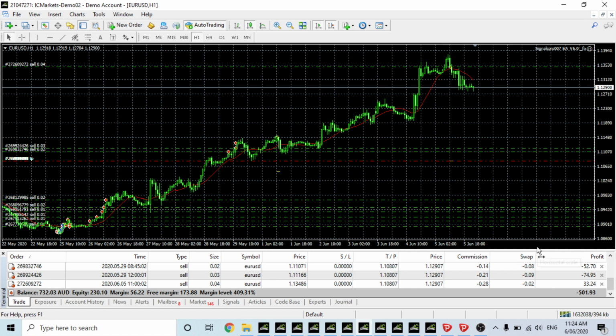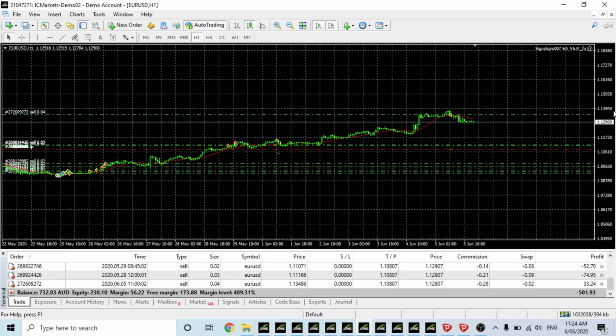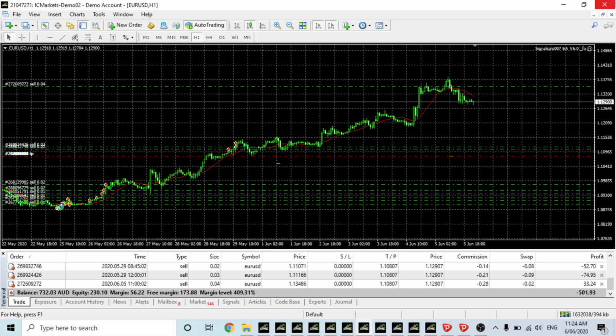So it is in sells. So Euro USD would have to come down quite a long way for it to maybe break even. I'm not sure where it's at. Yeah, but we'll see.